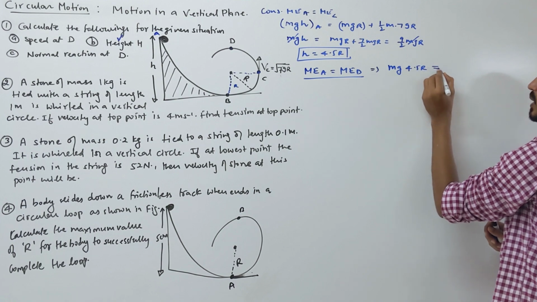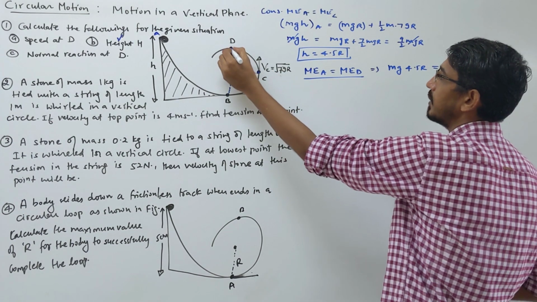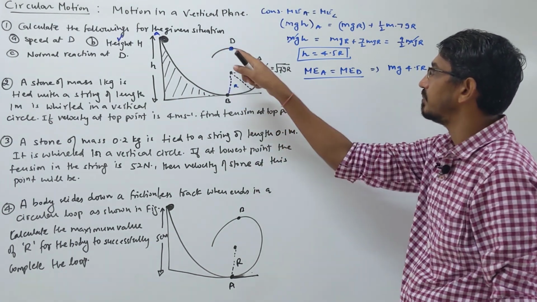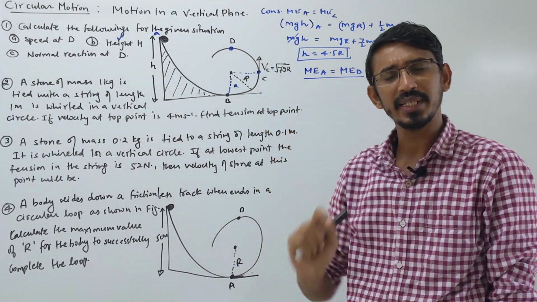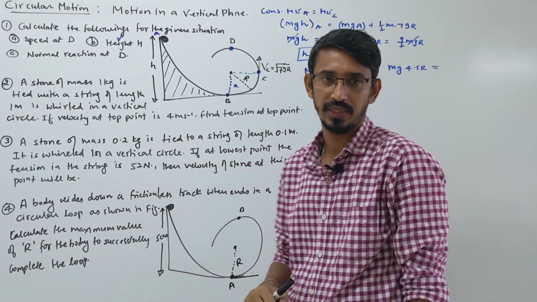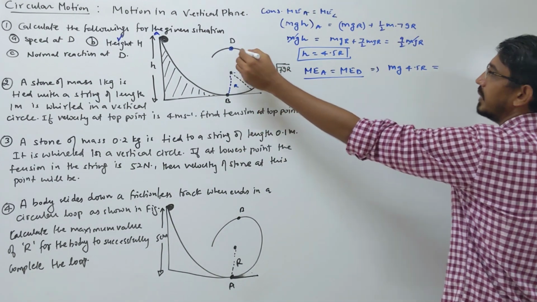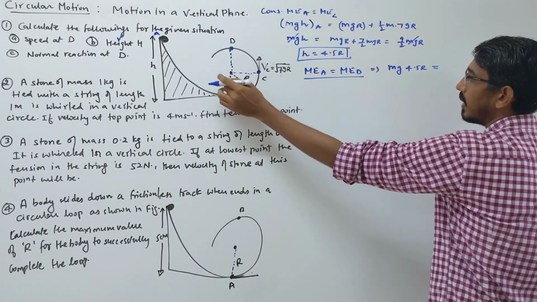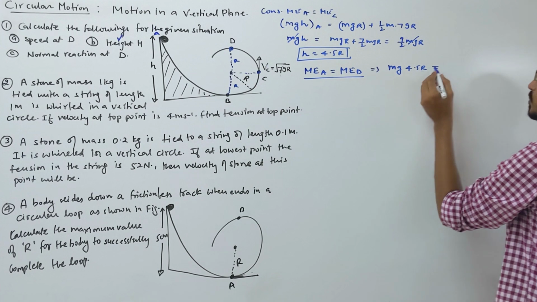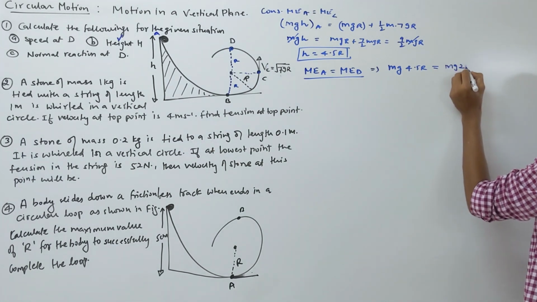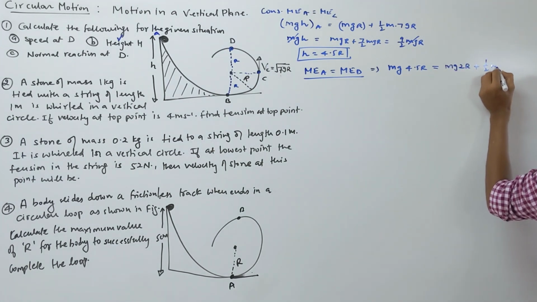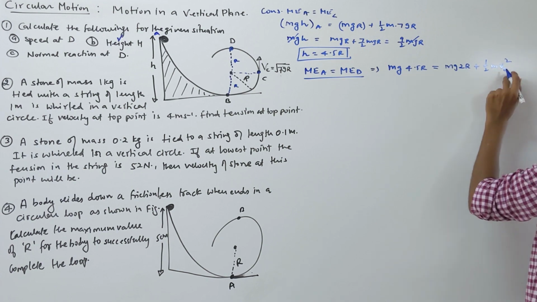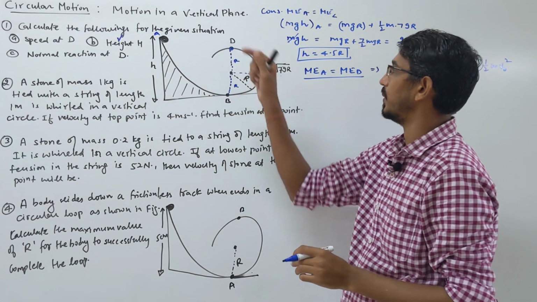4.5 mgr should be equal to what? The mechanical energy at that point, right? Now at that point the body is moving, so again it has kinetic energy plus potential energy. So what is the energy at point D? Its height from the ground is R plus r, which means 2r. So the potential energy will be mg into 2r, plus half mv, let's call it v_d square. This we have to find, the velocity at that point.